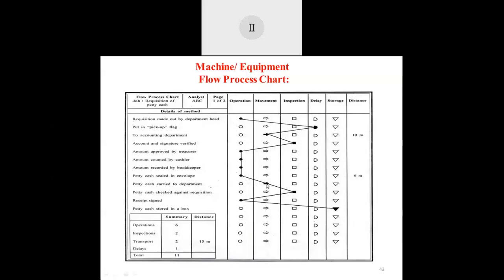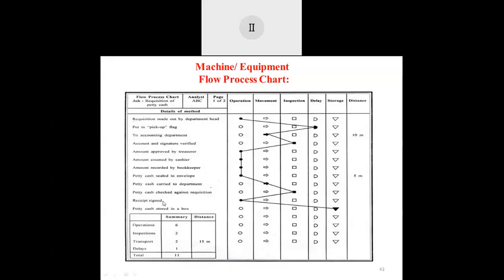So after the department takes the cash, they will scrutinize and check how much requisition they have provided, whether the same amount has been collected or not, or if there is any small amount difference. So that's why petty cash checked against requisition means some inspection will be done by the department. From that, it will again move to some operation.